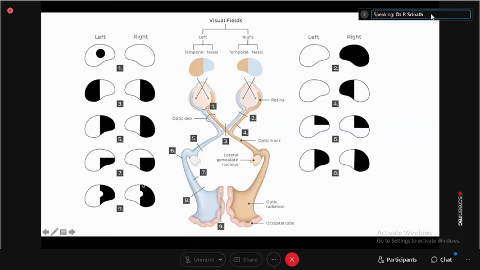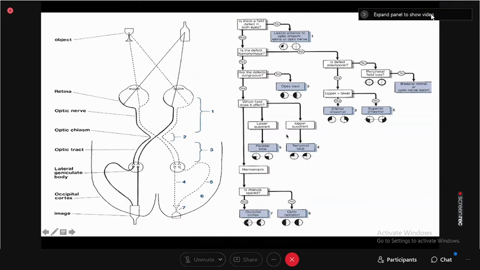So these are the abnormalities which are classically described, but sometimes there may be some patchy visual loss which may not exactly correlate with this, but it is very important for us to know these aspects. This is a bit more complicated, so I've explained it with the diagram. It is the same type of diagram explaining the same.